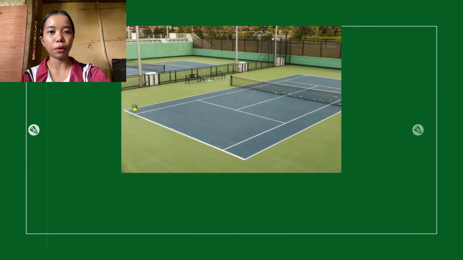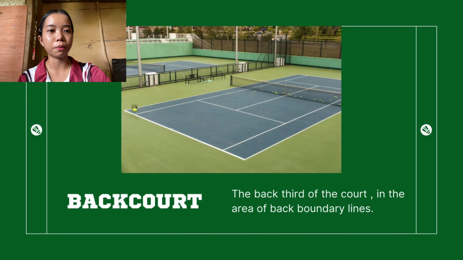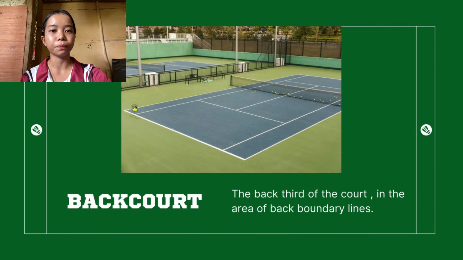Then we have the backcourt. In badminton, the backcourt refers to the area of the court farthest from the net, encompassing the back boundary line and the area between it and the long service line. It's a strategic zone where players often focus on defense and powerful shots.